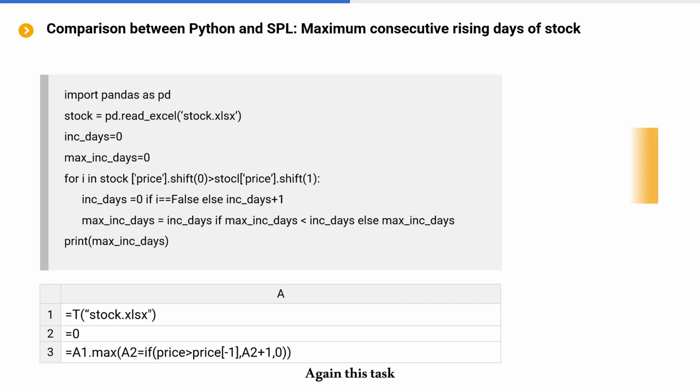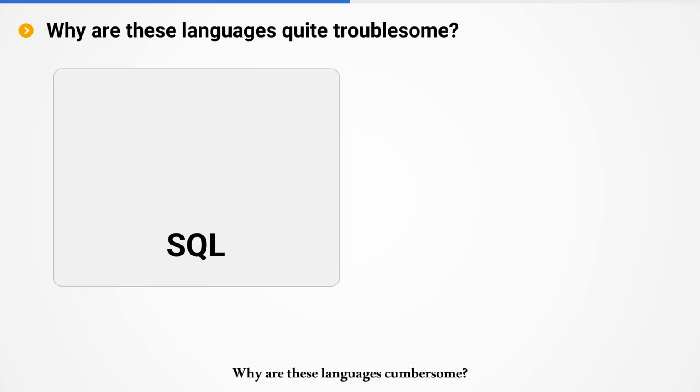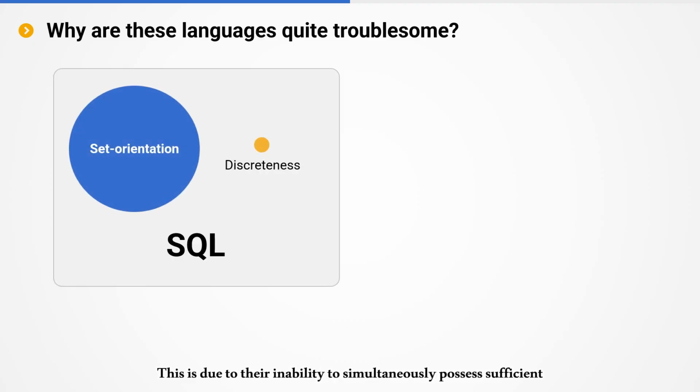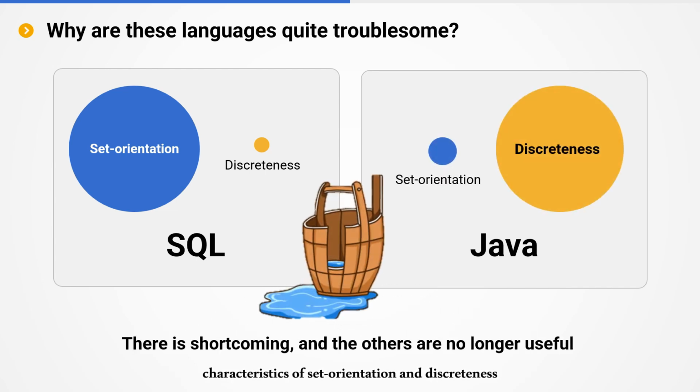Again, for this task, Python isn't that convoluted, but it still requires writing an explicit loop, resulting in relatively verbose code. Conversely, SPL can achieve the same logic without needing a loop statement at all, making it much more concise. Why are these languages cumbersome? This is due to their inability to simultaneously possess sufficient characteristics of set orientation and discreteness.